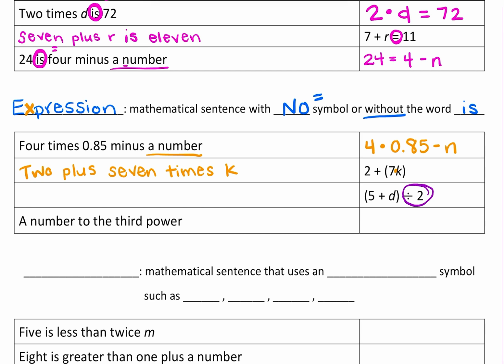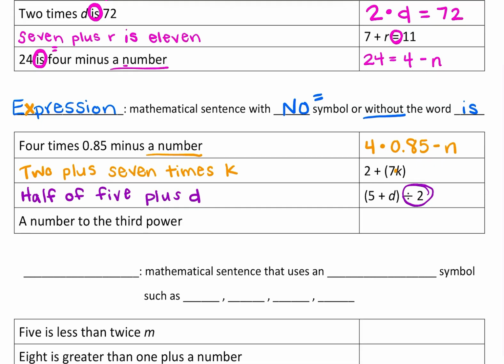half. So when I write this, I'm going to say half of 5 plus D. So that's how I'm going to write that one, because dividing by 2 is the same thing as cutting something in half, because it gives me 2 pieces.